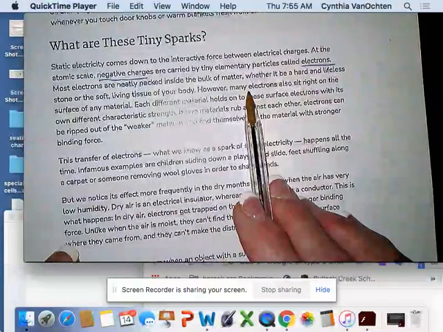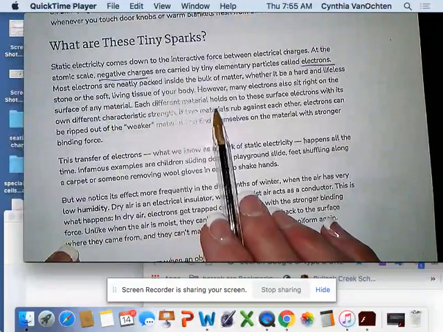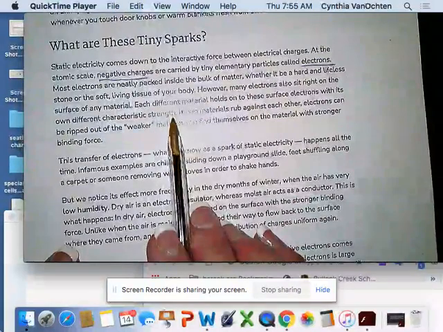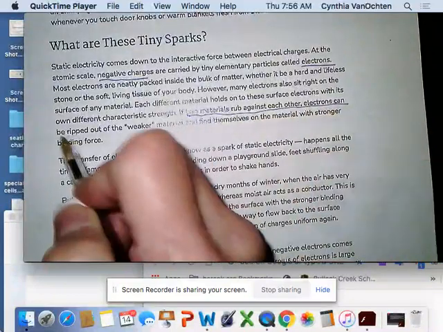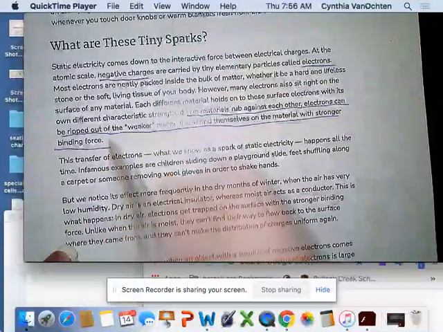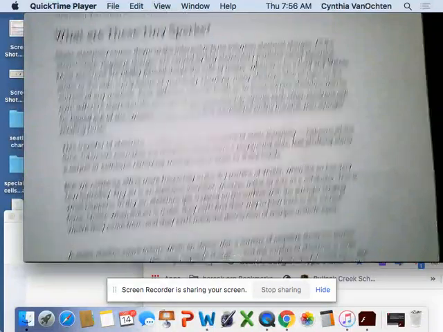However, many electrons also sit right on the surface of any material. Each different material holds on to these surface electrons with its own different characteristic strength. If two materials rub against each other, electrons can be ripped out of the weaker material and find themselves on the material with the stronger binding force. So all they're telling you is that some materials like wool and plastics are more attracted to electrons than other materials. So in the winter months when we don't have a lot of moisture in the air, you can build up charge on these surfaces.